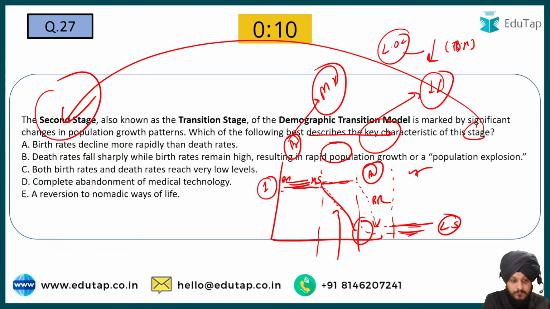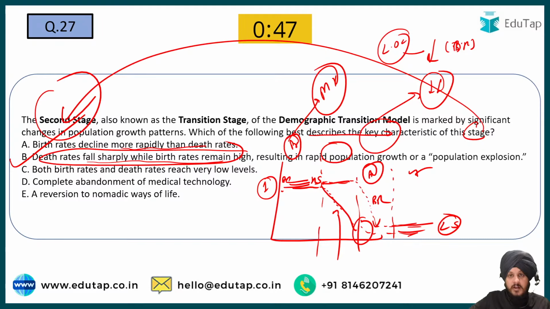Let me see it. Yes, the death rates fall sharply while the birth rates remain high. So B is going to be the correct answer to this question. Okay, as I can see in the chat box, most of you have given the right answer. So yes, B is the correct answer.